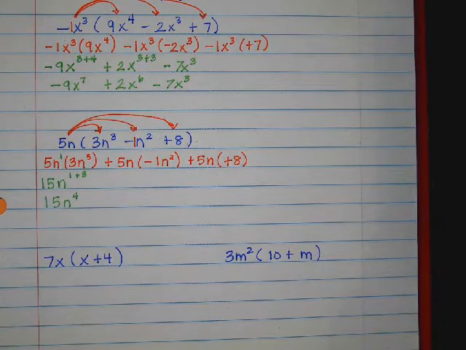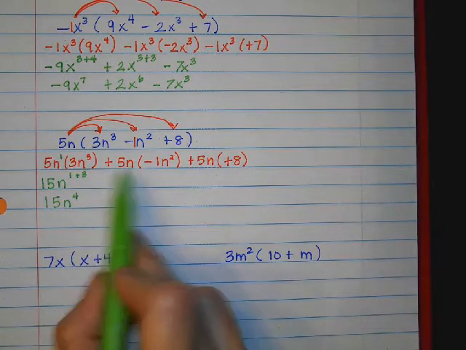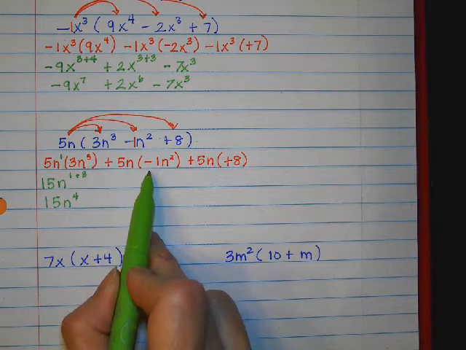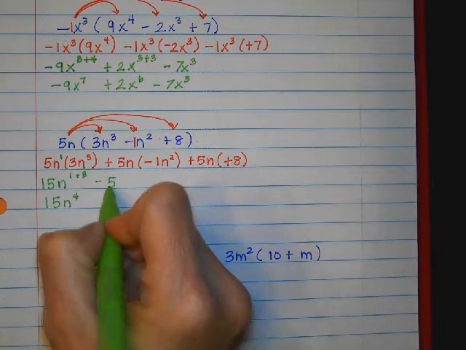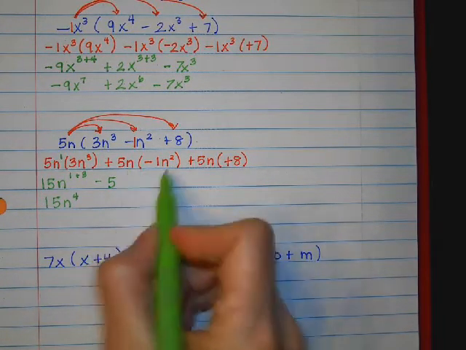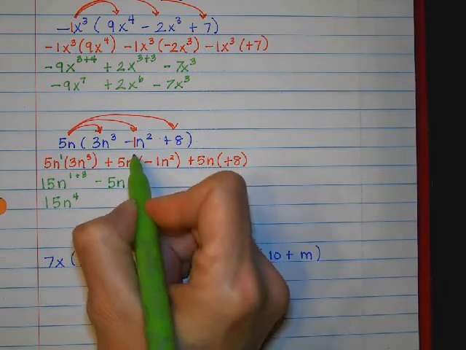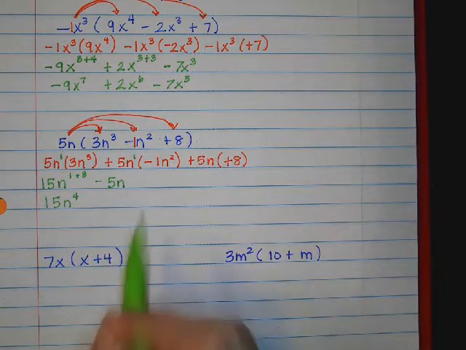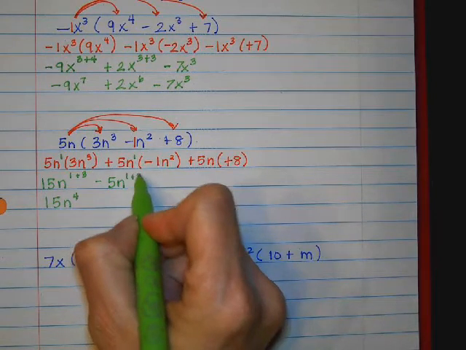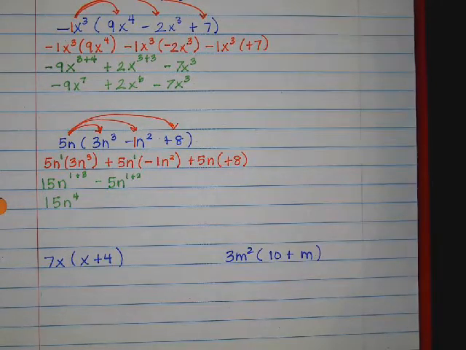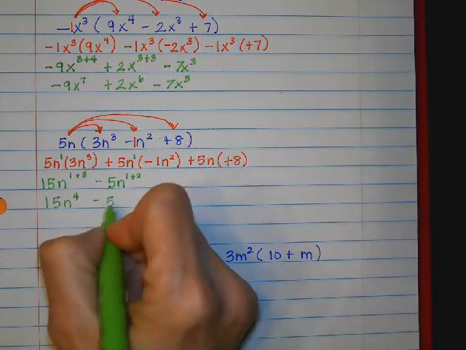Alright, here we go. Coefficients: positive 5 times negative 1. Yep, negative 5. They both have the variable n. This has an understood exponent of 1. So then I've got 1 plus 2. 1 plus 2 is, beautiful, 3. So negative 5n to the 3rd.